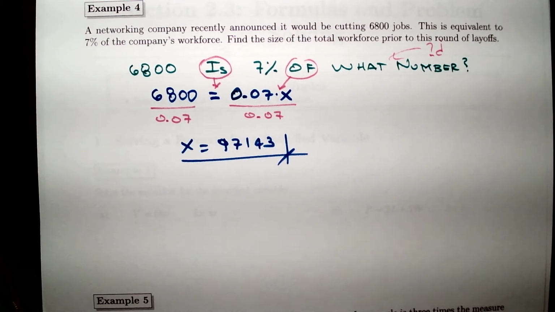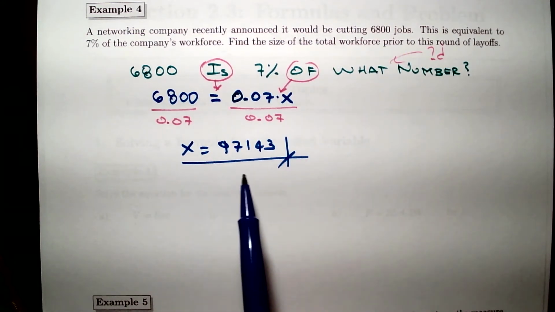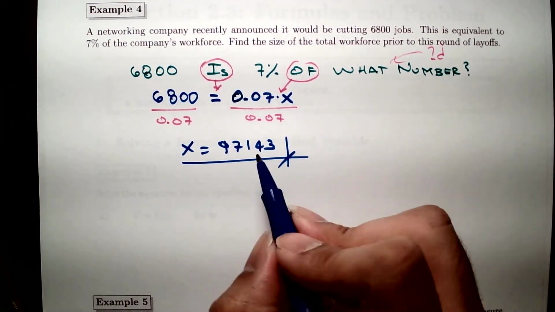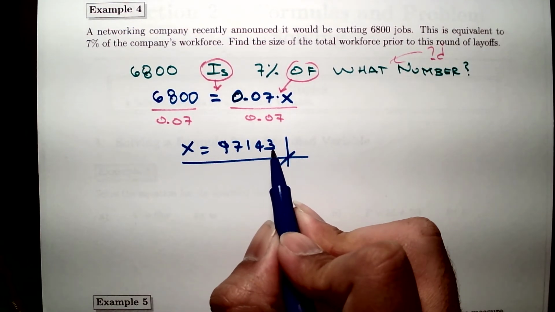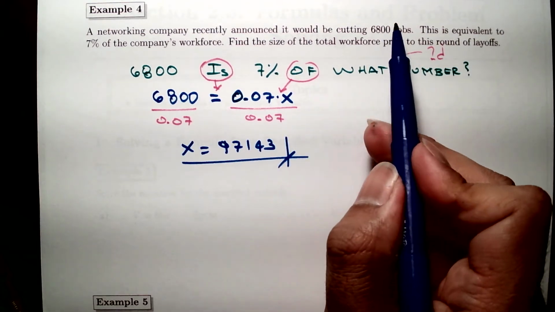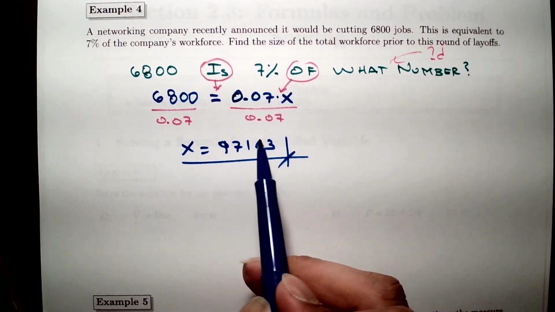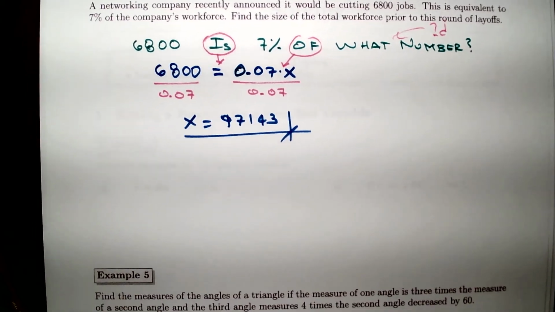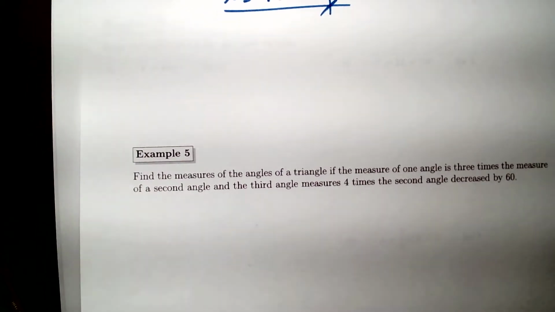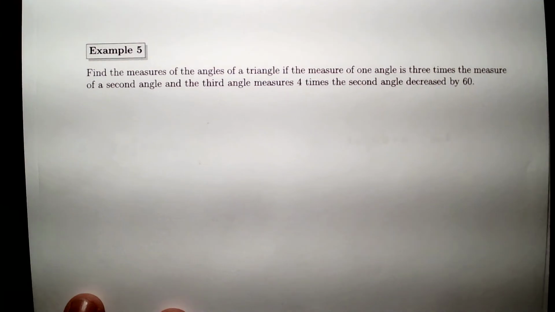All right, so interpreting the solution to the problem, it means that the company has a total of 97,143 people working for them. Counting 6,800 jobs means the 7% of that big number. All right, so let's do one more example. Let's look at one more example and call it a night for this. Example 5.